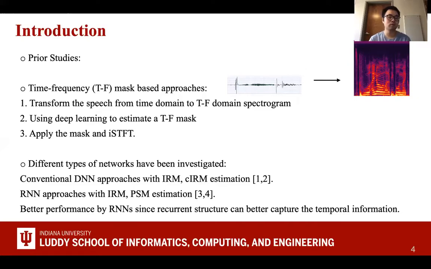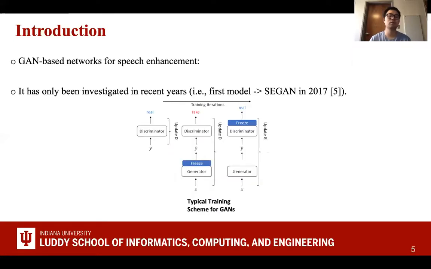There are also different types of networks that have been investigated, including conventional DNN-based approaches with the ideal ratio mask and complex ideal ratio mask estimation. There are also recurrent neural network approaches with the ideal ratio mask and phase-sensitive mask estimation, and people noticed that a better performance can be achieved by the RNNs, since the recurrent structure can better capture the temporal information inside the speech signal.